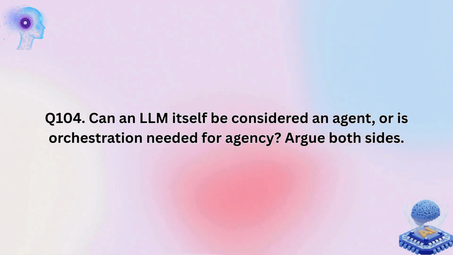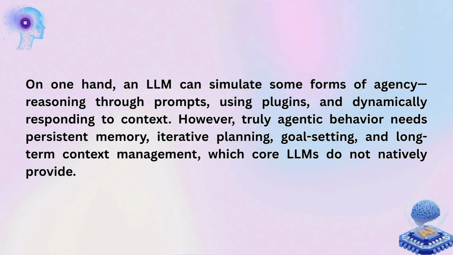Can an LLM itself be considered an agent, or is orchestration needed for agency? Argue both sides. On one hand, an LLM can simulate some forms of agency reasoning through prompts, using plugins, and dynamically responding to context. However, truly agentic behavior needs persistent memory, iterative planning, goal setting, and long-term context management, which core LLMs do not natively provide.